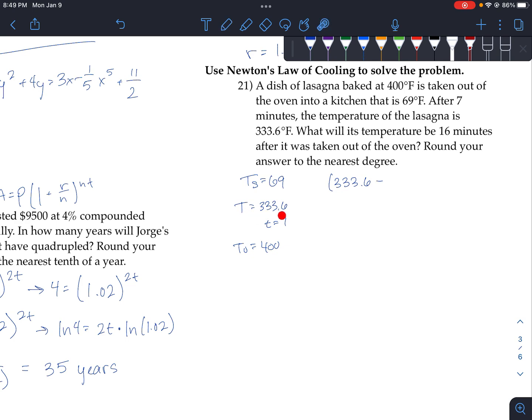So we have T minus the surrounding temperature, so 69, equal to the initial temperature, so that's 400 minus the surrounding temperature, e raised to the negative k times t, which would be 7 minutes. We don't know k, so we can find that. 33.6 minus 69 is negative 264.6, equal to 400 minus 69, that's 331 e to the negative 7k.